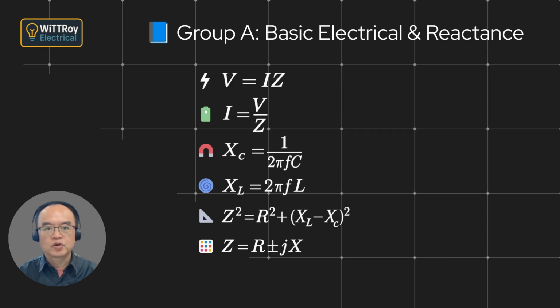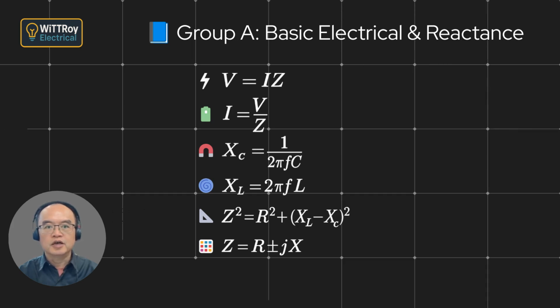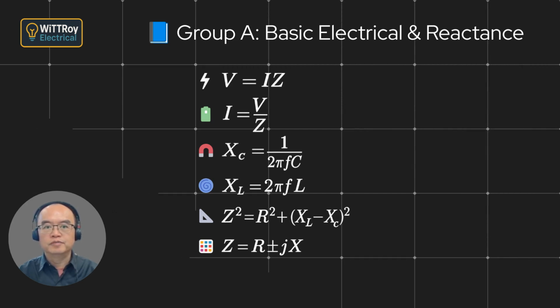Now we go to the first formula. The formula is V equals I times Z. This formula is used to calculate the voltage using the current and the impedance in an AC circuit. V means voltage and the unit is volts. I means current and the unit is amperes. Z means impedance and the unit is ohms. Repeat, V equals I times Z.